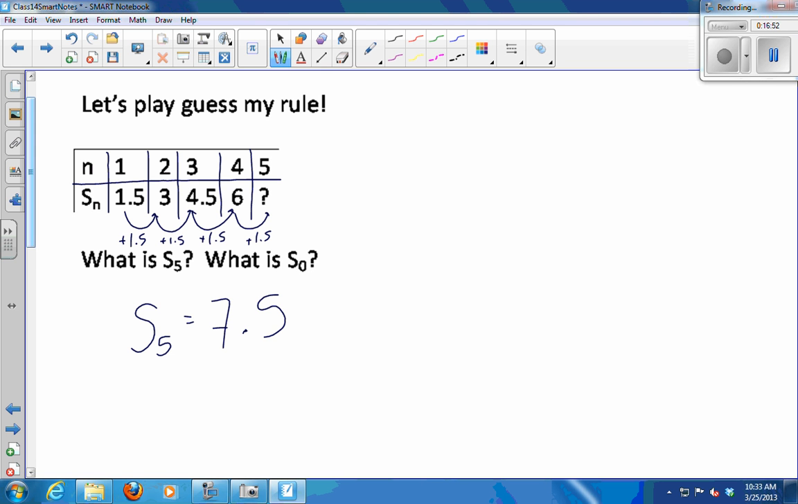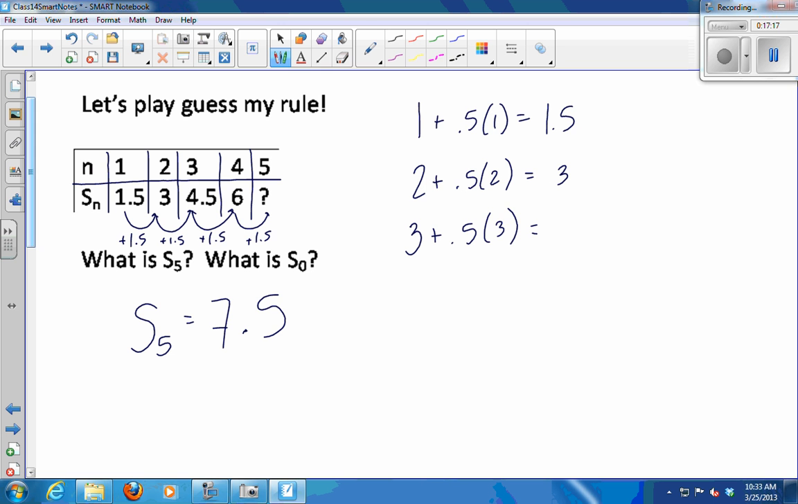So what Faith was just explaining is that she was looking at the n, using the n to get the S sub n. So she said, well, when n is 1, you do 1 plus half of 1, which is 1.5. When n is 2, you do 2 plus half of 2, which is 3. 3 plus half of 3 is 4.5.